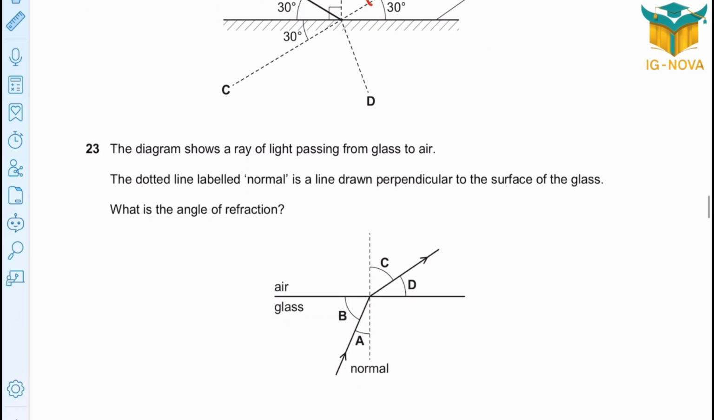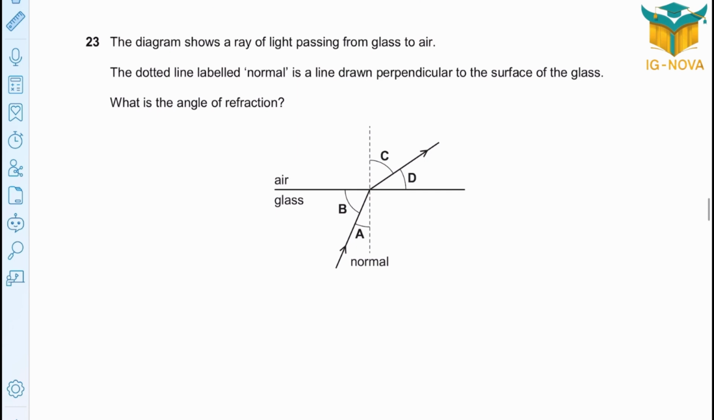Easy. Question 23. The diagram shows a ray of light passing from glass to air. The dotted line labeled normal is the line drawn perpendicular to the surface of the glass. Here is the normal. What is the angle of refraction? The angle of refraction is between the refracted ray and the normal. The correct option is C.